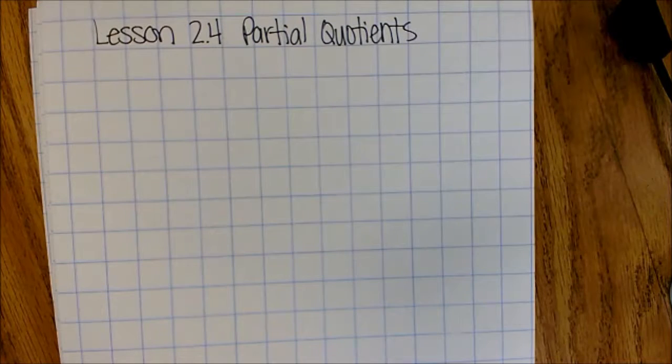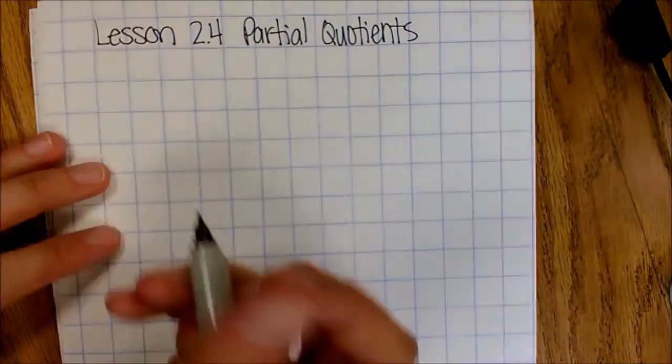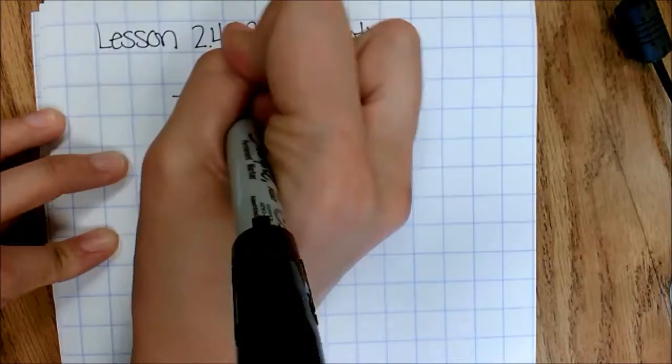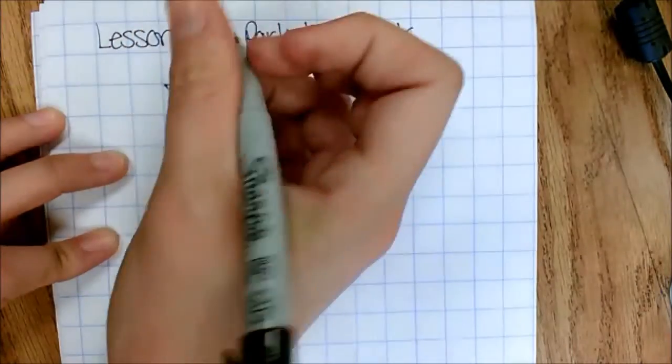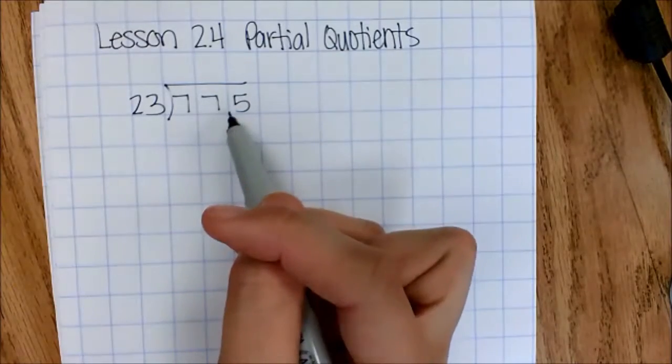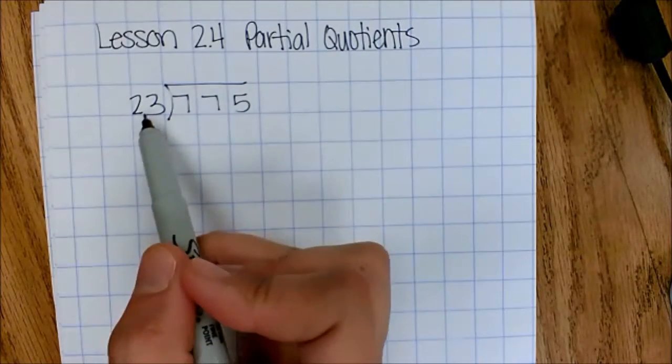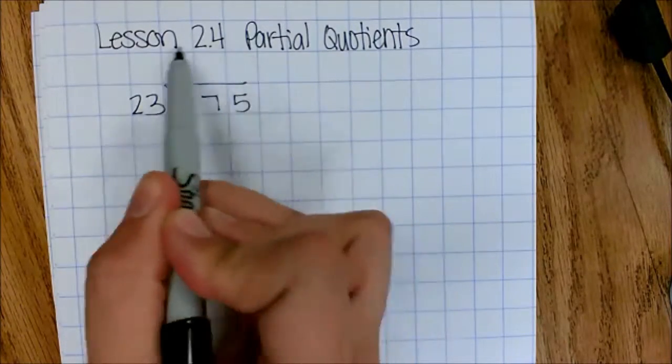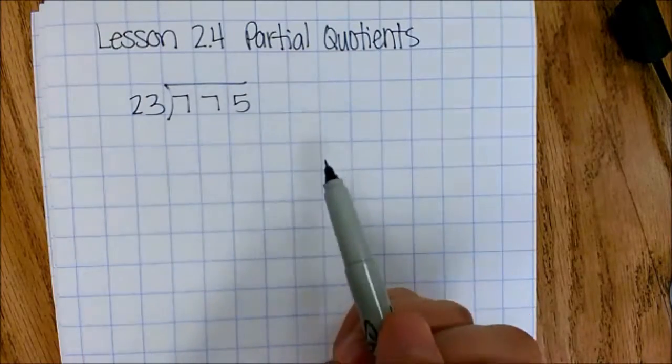All right, so this video is going to be for Lesson 4, Chapter 2. We talked about partial quotients today in math class. So I have this problem I want to start with. 775 divided by 23. The 775 would be my dividend, and the 23 would be my divisor. And I am looking for my quotient, which is the answer to a division problem.